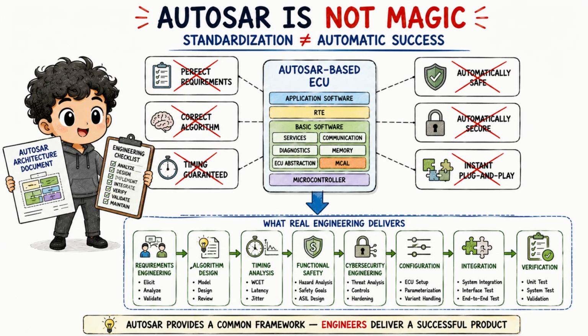But there's an equally important question. What does AUTOSAR not solve? It does not decide whether your headlamp algorithm is correct. It does not automatically produce good requirements. It does not guarantee that your task deadlines will be met. It does not automatically make an ECU functionally safe. It does not automatically make the vehicle secure. It does not guarantee that two randomly selected AUTOSAR components will work together without configuration, and it does not remove the need for integration and testing.